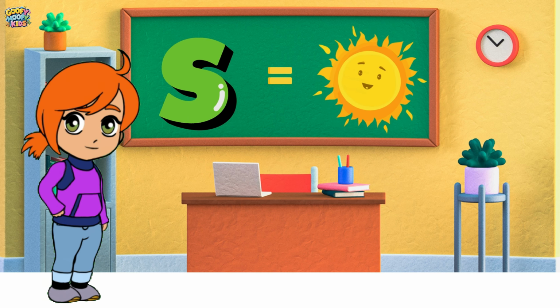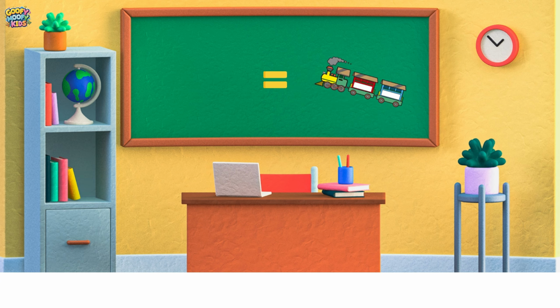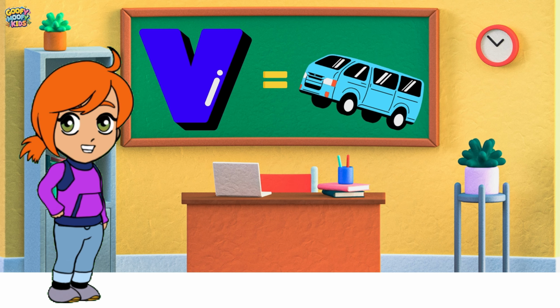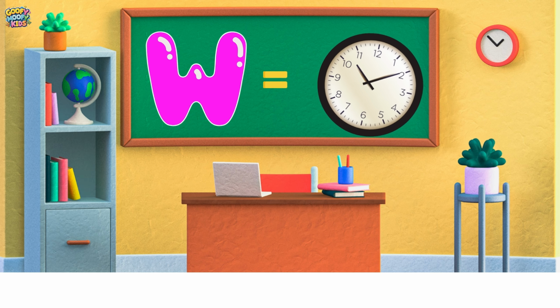S for sun. T for train. U for umbrella. V for van. W for watch.